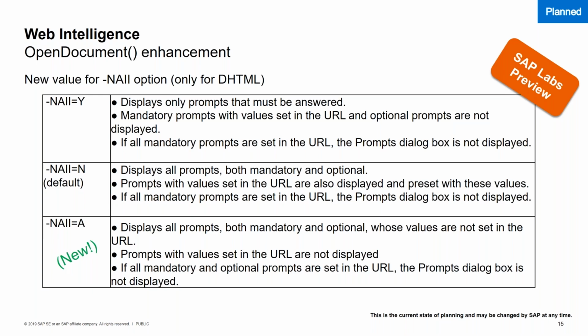In this case, the behavior of the prompt will be slightly different. It will display all the prompts, both the mandatory and optional, for which values are not set in the URL. Prompts with values set in the URL are not displayed, and if all mandatory and optional prompts are set in the URL, the prompt dialog box is not displayed. Why this new behavior? Because we had customers who are building Webi on top of BEX, and they were calling this Webi document by using this open document statement, and they wanted to get this specific new behavior implemented. So now we did that, and this is available starting from SP7.